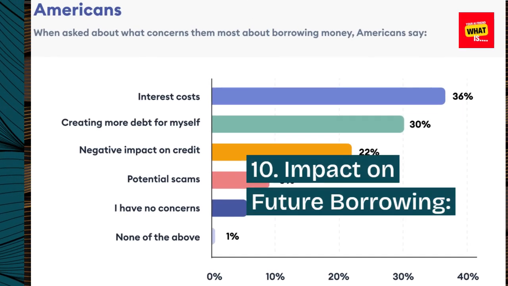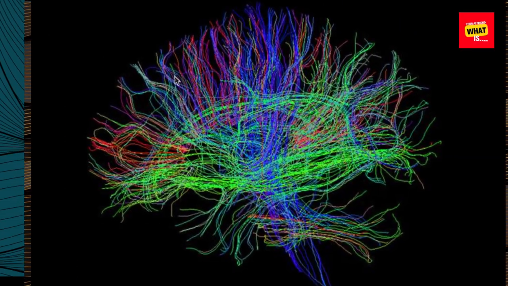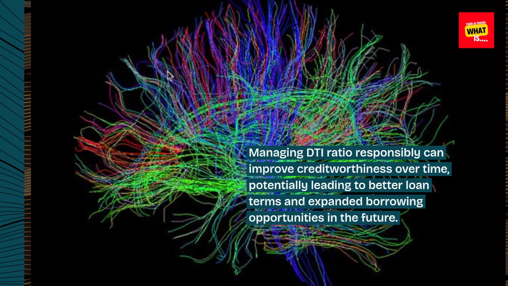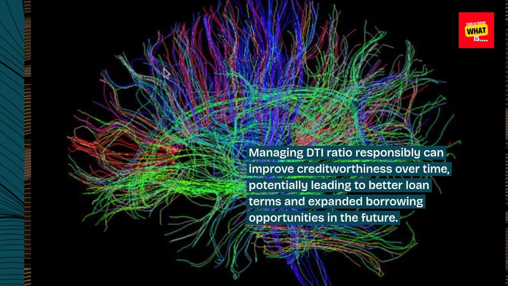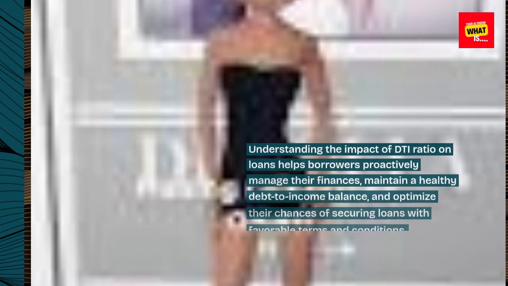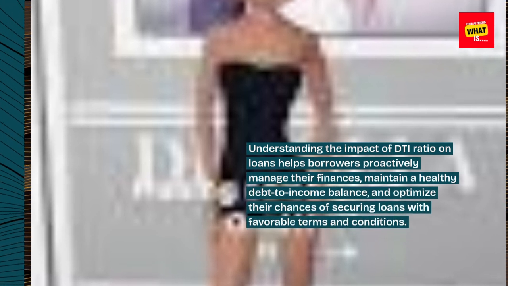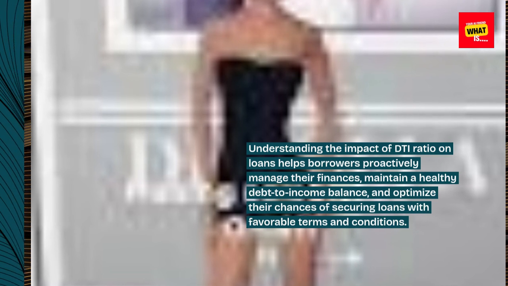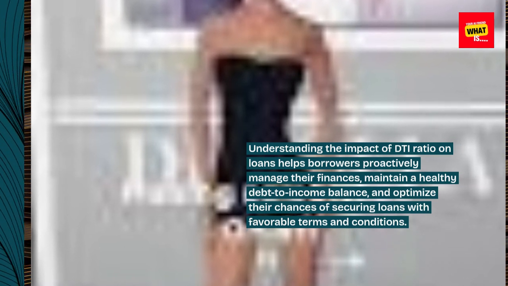10. Impact on future borrowing. Managing DTI ratio responsibly can improve creditworthiness over time, potentially leading to better loan terms and expanded borrowing opportunities in the future. Understanding the impact of DTI ratio on loans helps borrowers proactively manage their finances, maintain a healthy debt-to-income balance, and optimize their chances of securing loans with favorable terms and conditions.